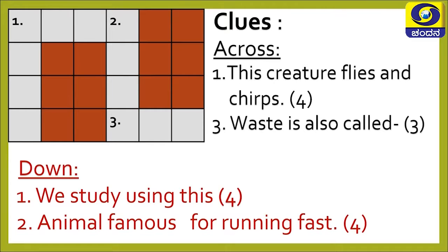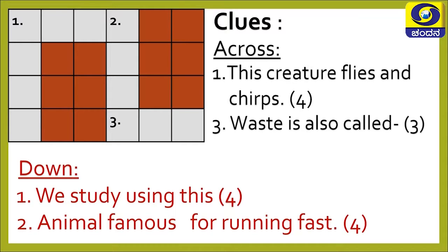Coming to down, first clue says we study using this, and it has 4 letters. We study using many things, but there is one thing that has 4 letters in it, and you need to find out what is it. There is already one letter that you have got by filling up across one. So, you need to get 3 more letters to fill it.